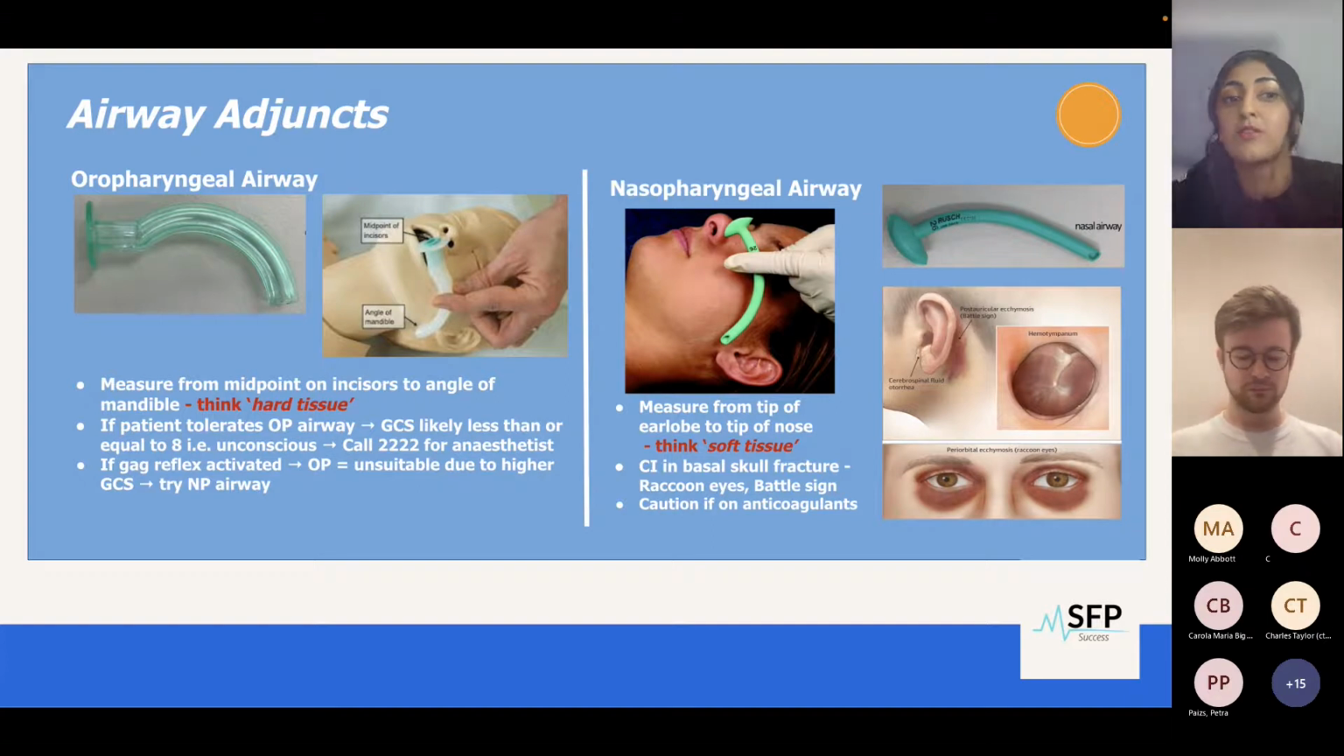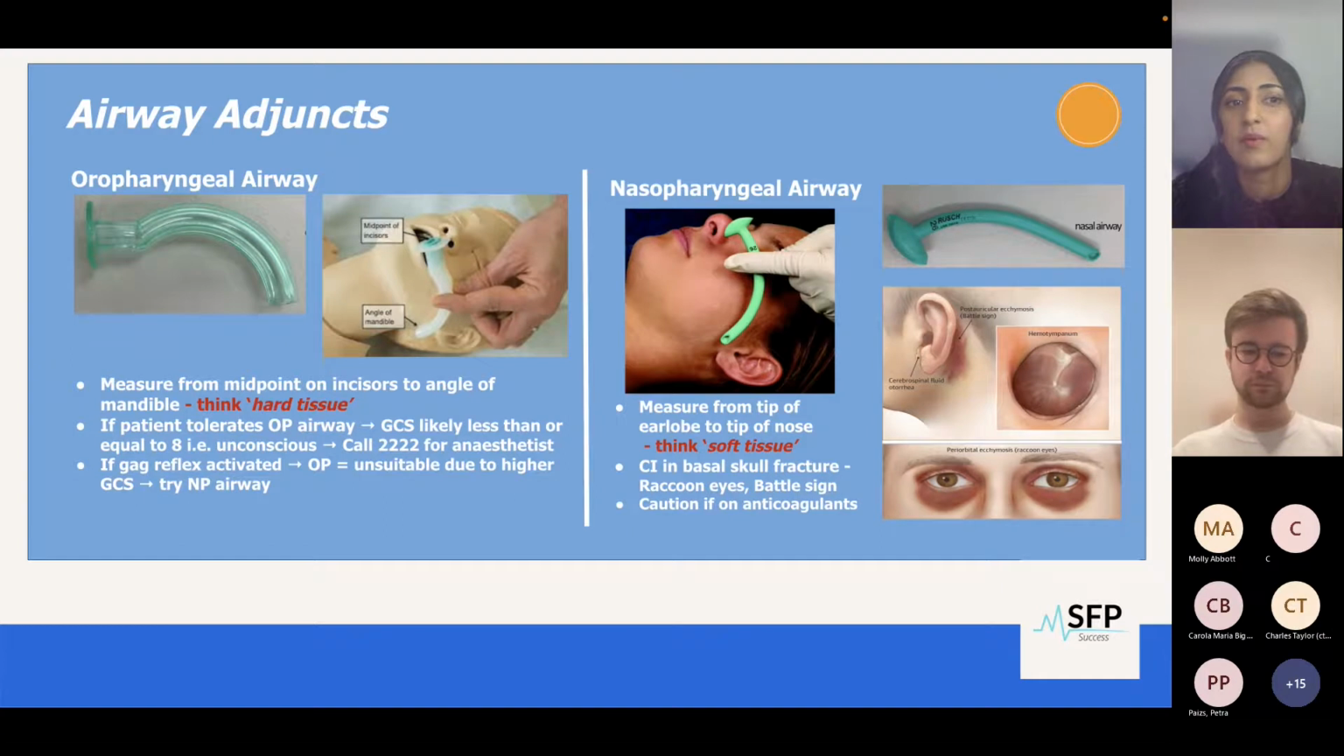They might ask you, how would you measure this airway? So I've put a good way of memorizing it, which is thinking about hard tissue: measuring from the midpoint of your incisors to the angle of your mandible. That varies with your nasopharyngeal, which is soft tissue: from the tip of your earlobe to the tip of your nose.